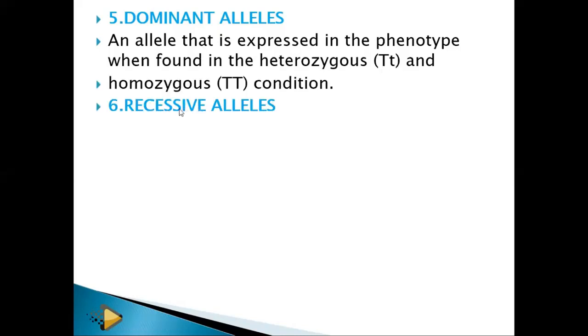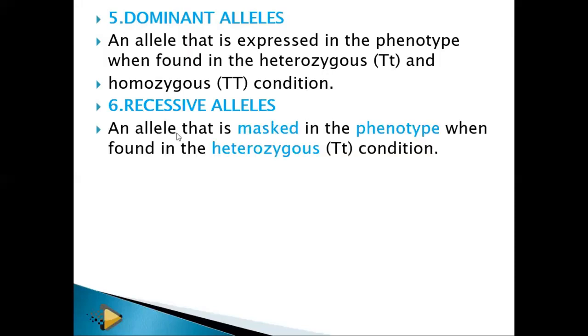Then what you call the recessive allele. This one can only express itself in the absence of a dominant allele. So if this one is absent, then automatically this small t will also express itself. So we are saying that it is an allele that is masked in a phenotype when found in a heterozygous state.